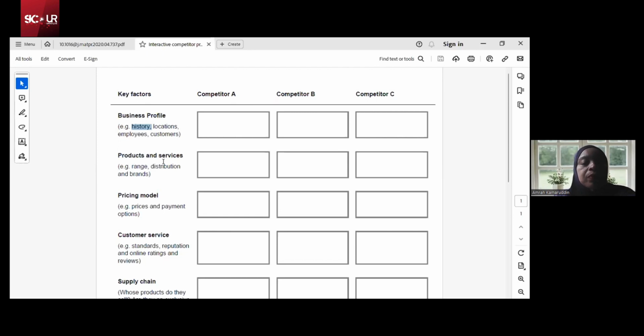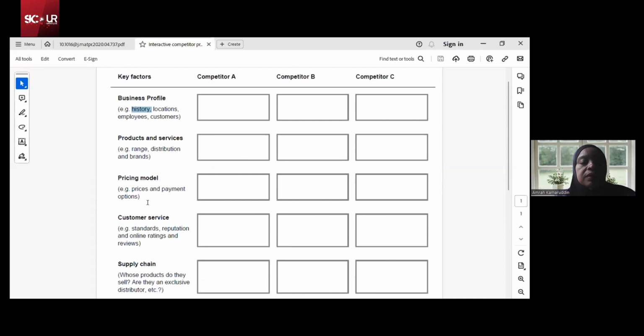Okay, and then product and service. What is actually the product? Product, range, distribution, and brand. For the competitors, maybe you are looking at the brand itself. For example, maybe they have a particular brand. For example, Apple, what products do they have? iPhone, iMac. So you write this right here. If there is one, it's enough. You can put two, or maybe three is okay. But the minimum is one. At least you put it all here.